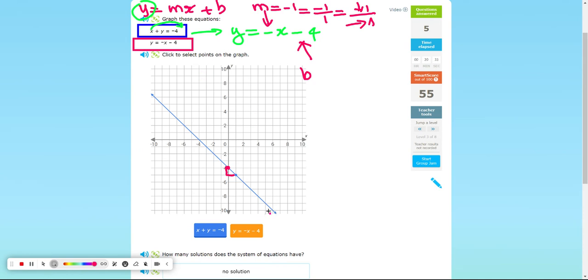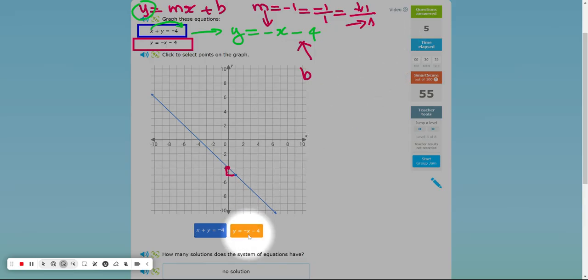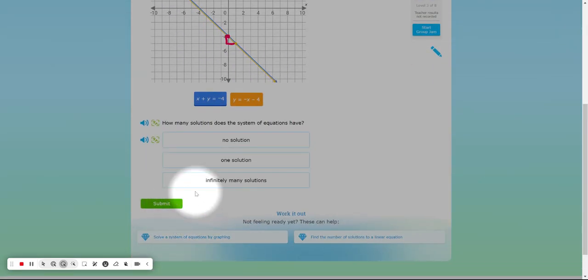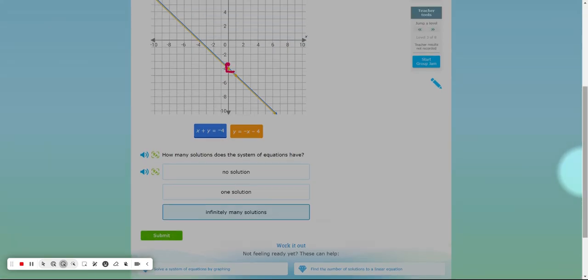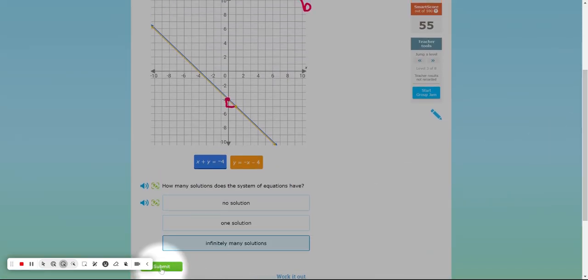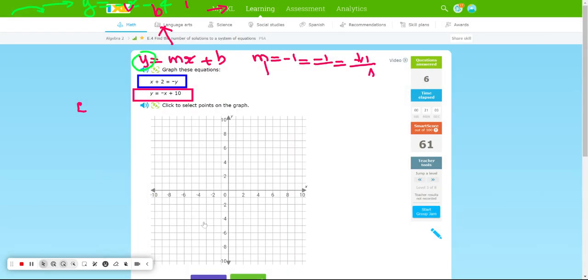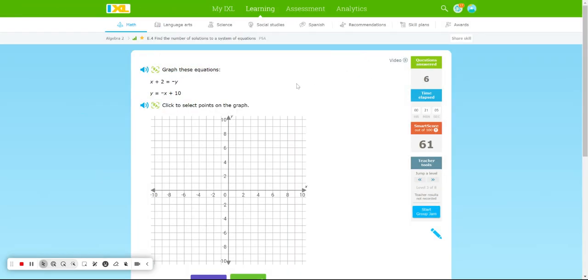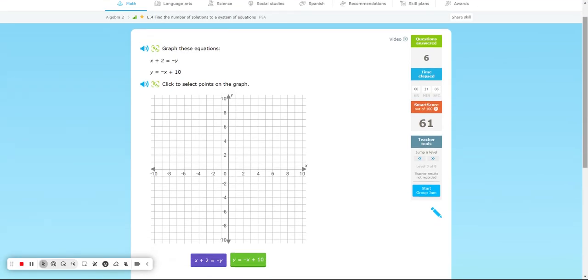Let's get my little tool. Here we go. I will click on the second line. Start at negative 4, down 1, right 1. So two lines overlap on top of each other. They intersect at infinite points, so they should have infinitely many solutions. I submit and then I should be correct. Here we go. Submit. Done. Voila. We got 61 points. So same thing over here.